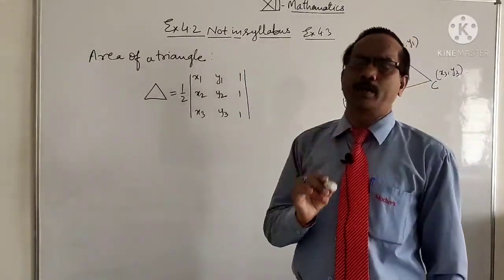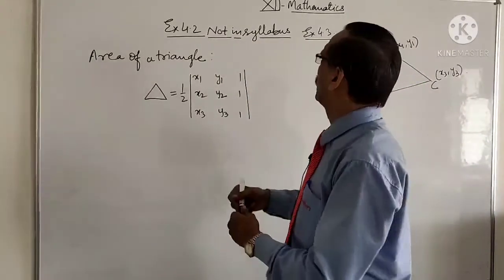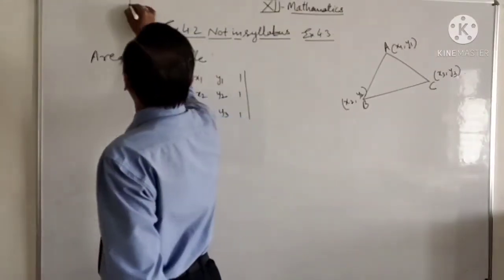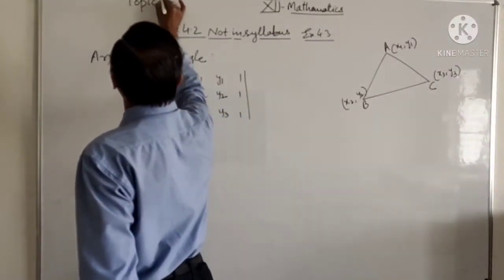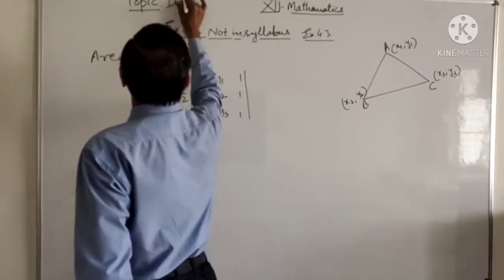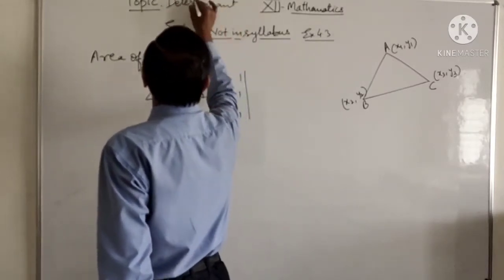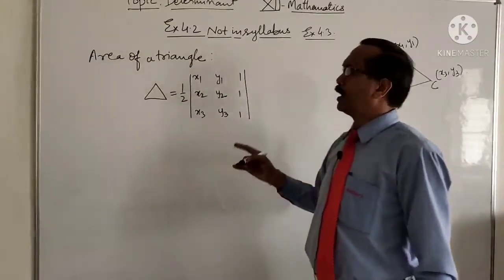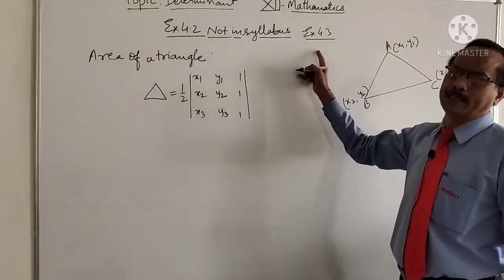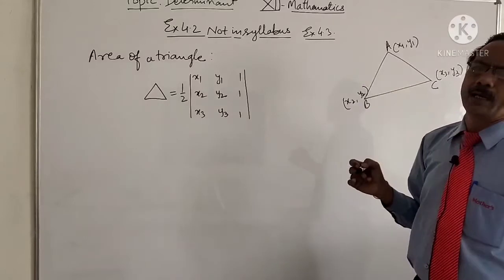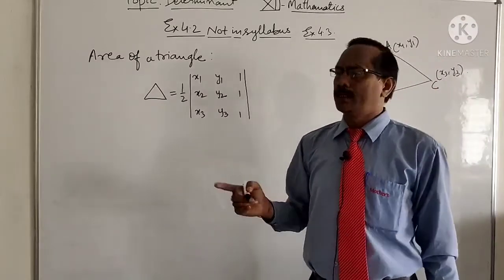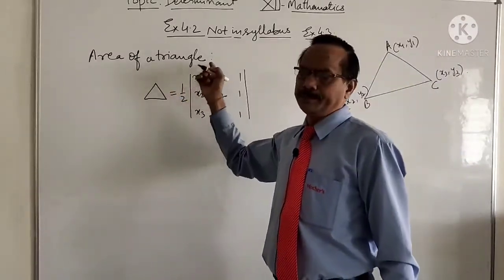Exercise 4.2 is not in the syllabus. There is a topic, determinant. And exercise 4.3 is in the syllabus. In this exercise, there is an area of a triangle.